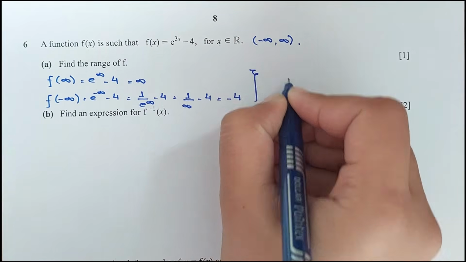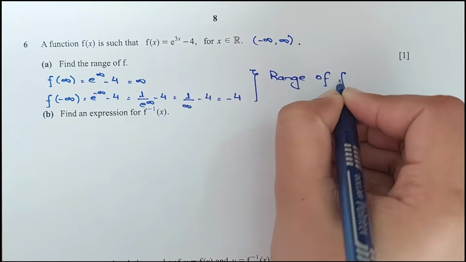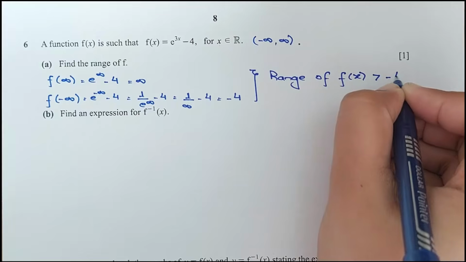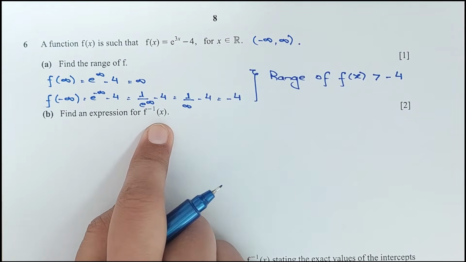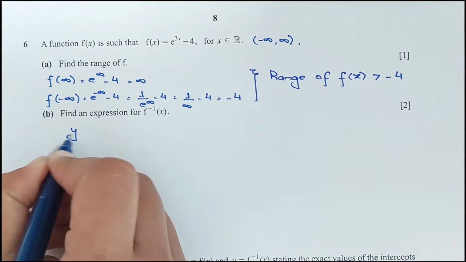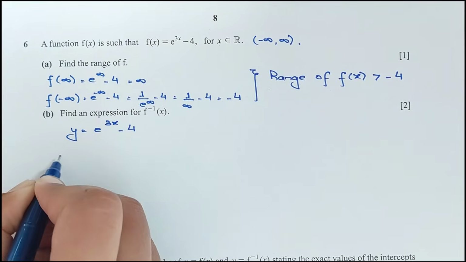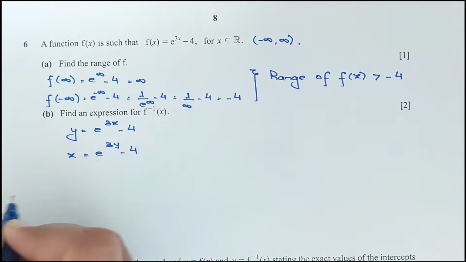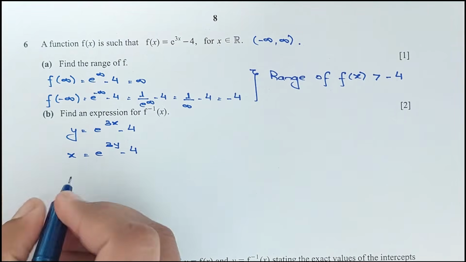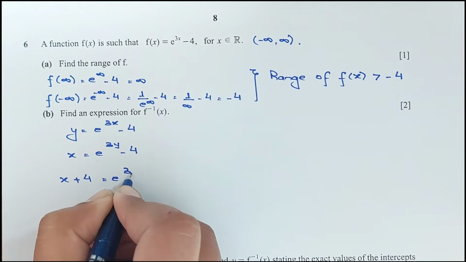So from here we can easily guess that the range of f of x is greater than minus 4, means minus 4 up to infinity. Now for part B, find an expression for f inverse of x. So we can say y is a function of f of x, which is e power 3x minus 4. x is equals to e power 3y minus 4. Right, and now let me solve for y. Right, so x plus 4 is equals to e power 3y.